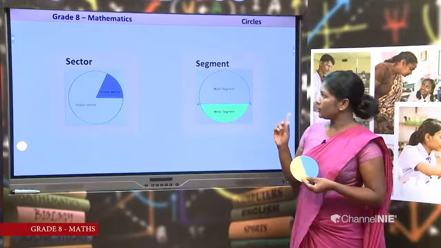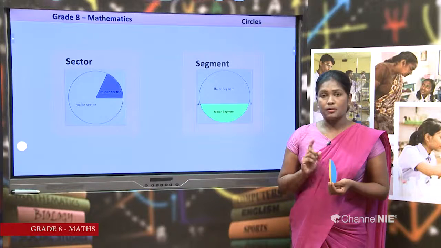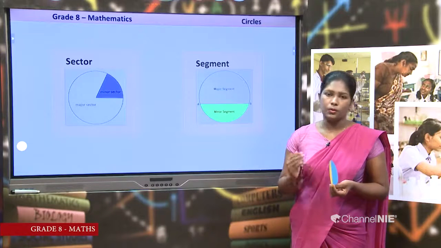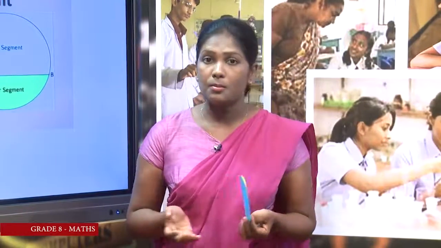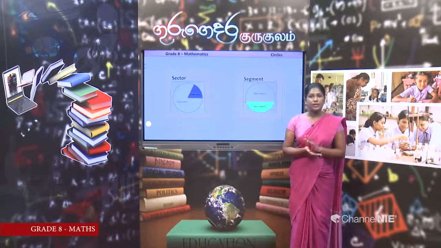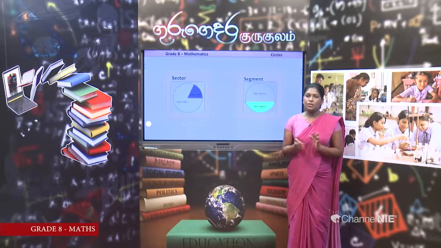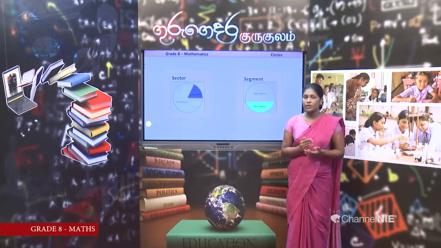Today we learnt about the segment also. A segment is a region bounded by the chord with the arc. So, there are two parts, the major segment and minor segment. Okay children, now you have learned the parts of the circle, so you have to practice more. There are two exercises in our textbook, we did these two exercises, but that is not enough.